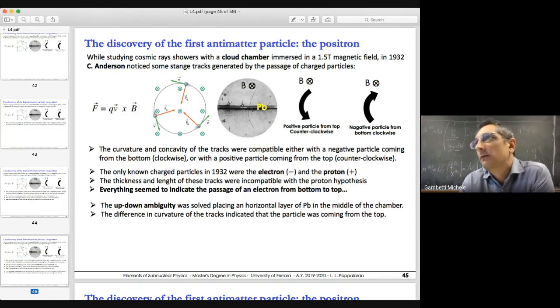Now, in order to solve this up-down ambiguity, Anderson put a layer of lead in between. And you know that when a charged particle crosses some material, it loses energy into the material, and so of course it changes bending in the magnetic field. Clearly, a less energetic particle will bend more than a more energetic particle. So in order to solve this ambiguity, Anderson put this lead and made the observation again.